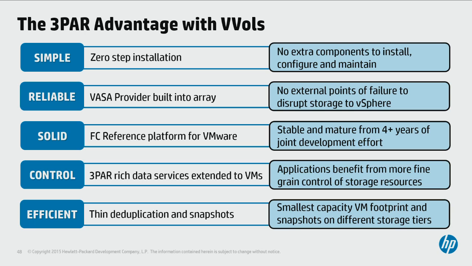Because it's within the array, we don't have any external failure points. You don't have to worry about a VM, somebody accidentally shutting down your VASA provider on a VM. It's always in the array running. You don't have to worry about that failing.